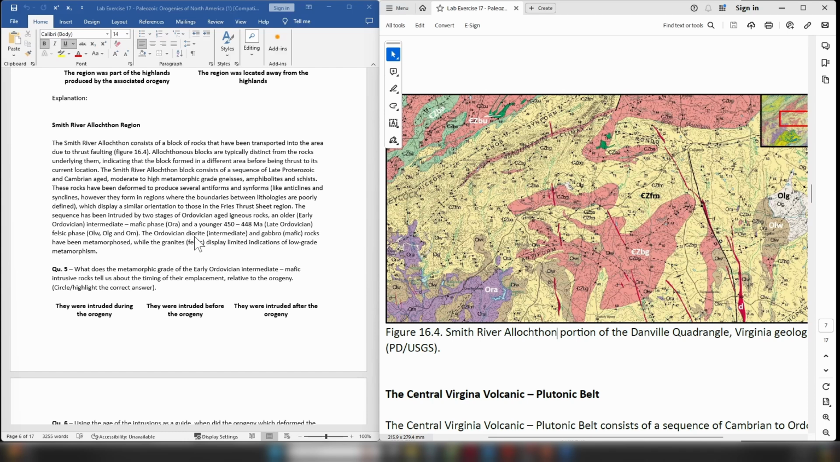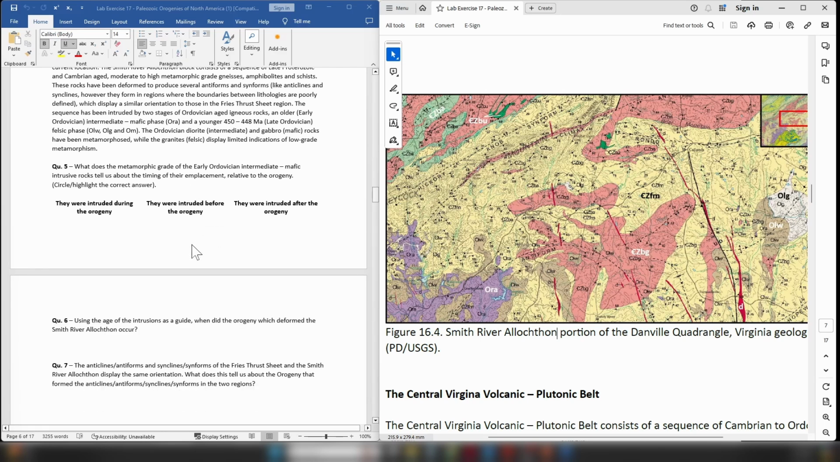So this is telling us that clearly we have two different generations of intrusive rocks, and they have been affected differently by deformation or metamorphism associated with this convergent event. So this is giving us some subtle hints about the timing of the compressive event, the convergent event.